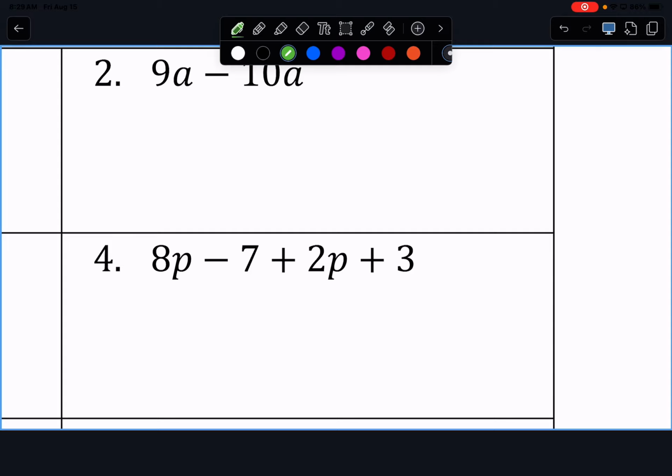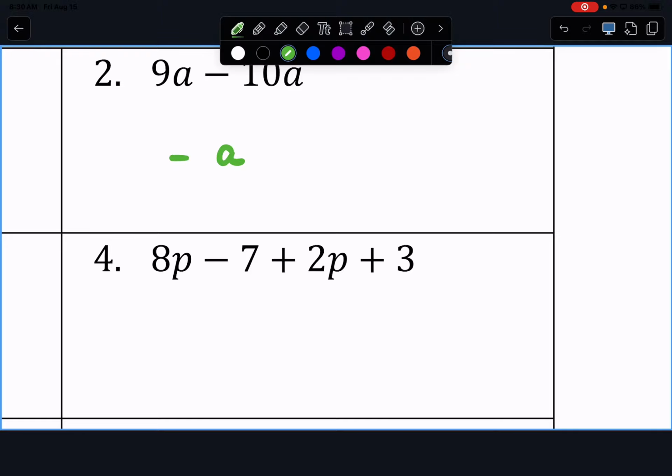All right, what is our answer for 2? Negative 1a. Or you can just say negative a. Either's fine with me. I will never fault you for showing a coefficient of 1. It is not necessary, but I'm never going to fault you for that. If you need to put it there to make sure it makes sense in your brain, put it there. It's not going to hurt anything.